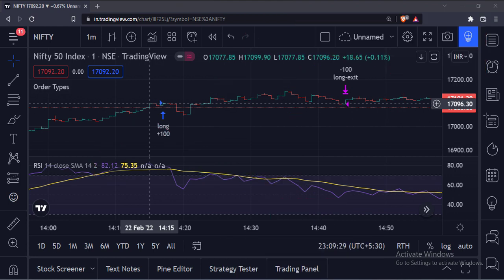So that's it. These are some order types in the TradingView Pine Script.